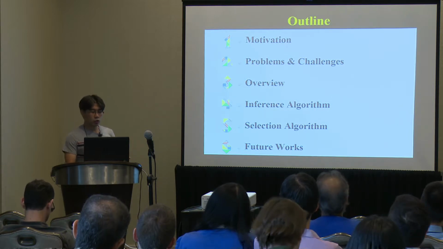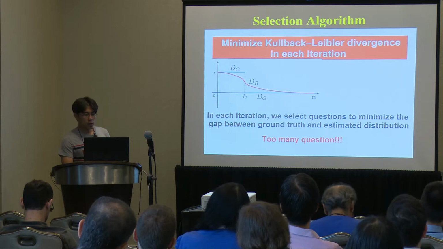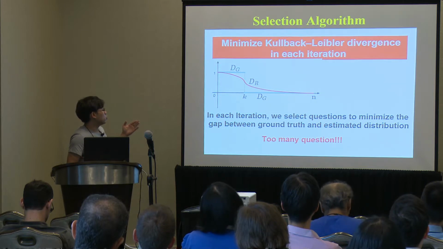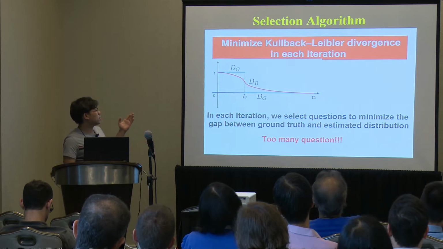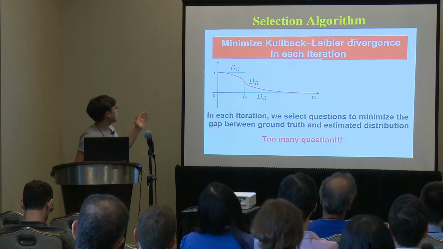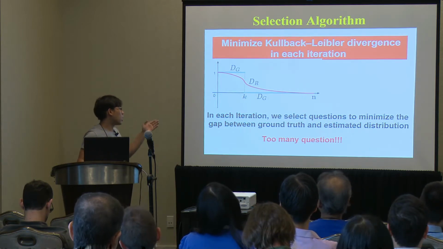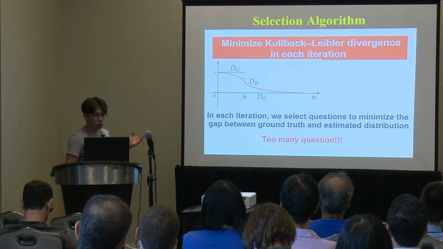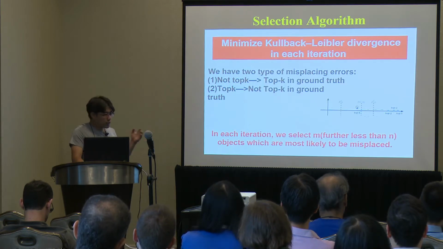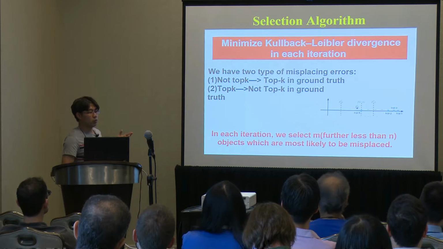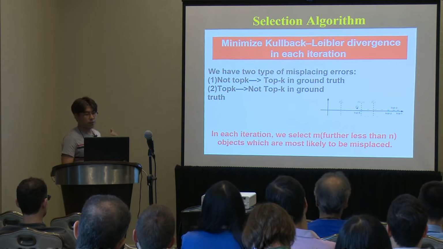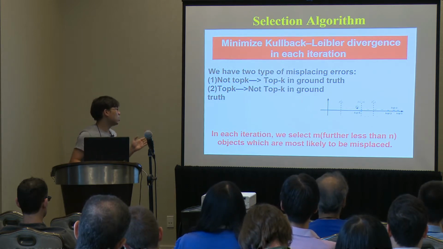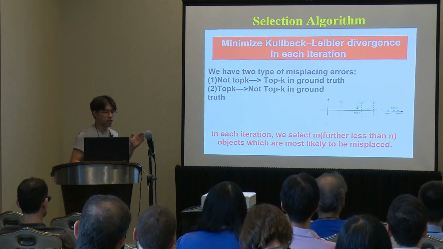And then we introduce the selection algorithm. Look at the picture. The blue line is the ground truth, and the top blue line is the real top-k. And the red curve is the inference result. In each iteration, we select questions to minimize the gap between the ground truth and the inference result. But as you can see, it needs too many questions. So we notice that we have two types of misplacing errors. The first is false positive. The second is false negative.